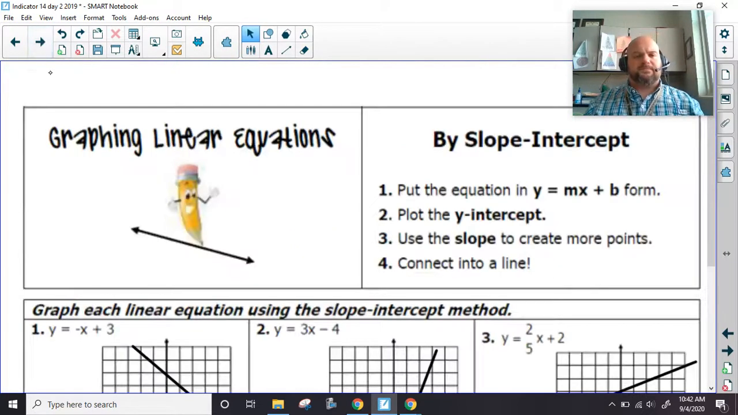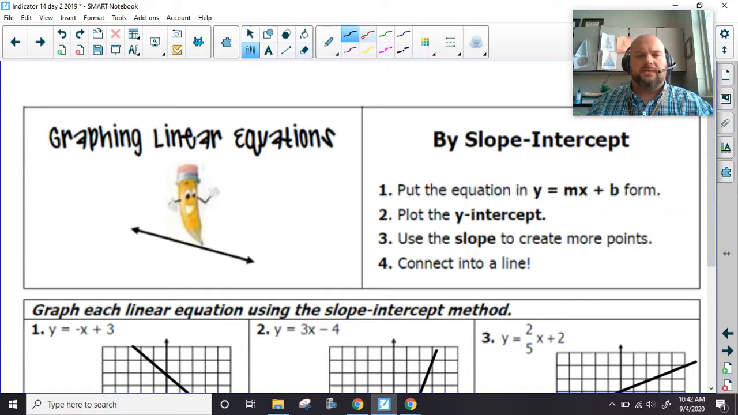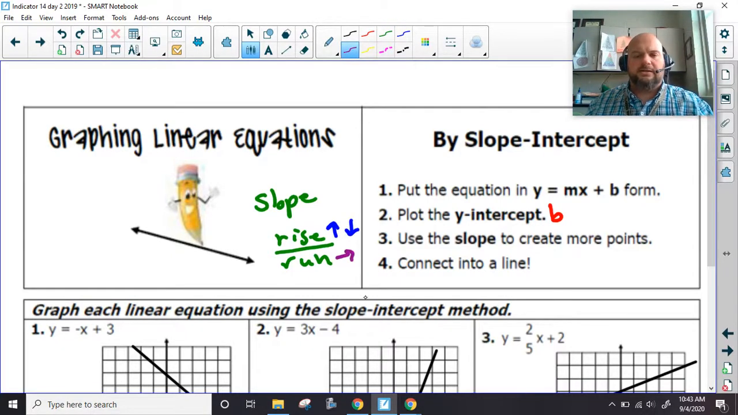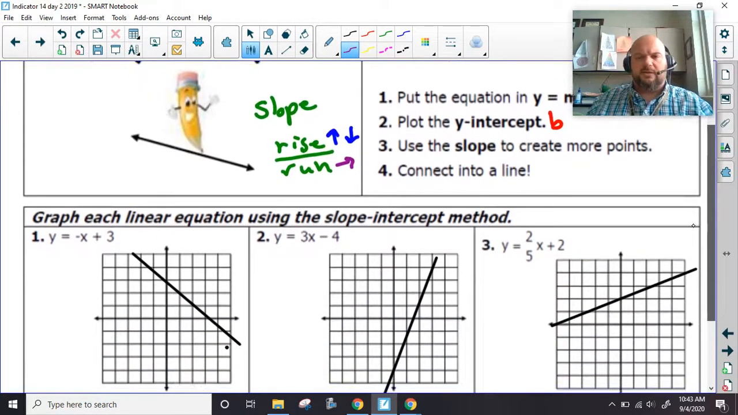All right, so when we graph by this, here are your steps. This is our b. Okay, and I'm going to add some stuff because with our slope, remember, slope is rise over run, and rise can go up when positive, down when negative, and I always run to the right. Okay, so this is kind of what we're going to be doing here.